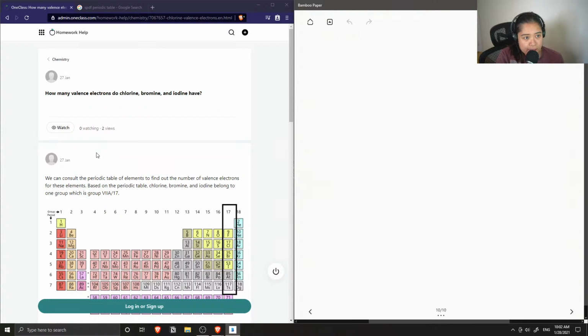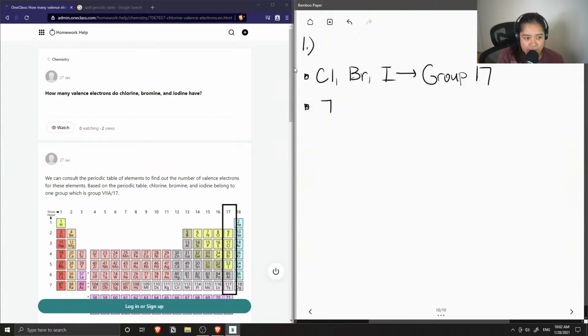Okay, so question 1 asks, how many valence electrons do chlorine, bromine, and iodine have? So chlorine, bromine, and iodine, they're all part of group 17, which are the halogens. So the halogens all have 7 valence electrons.